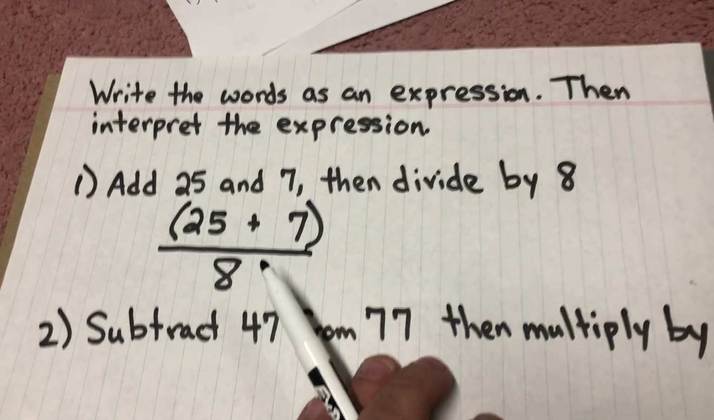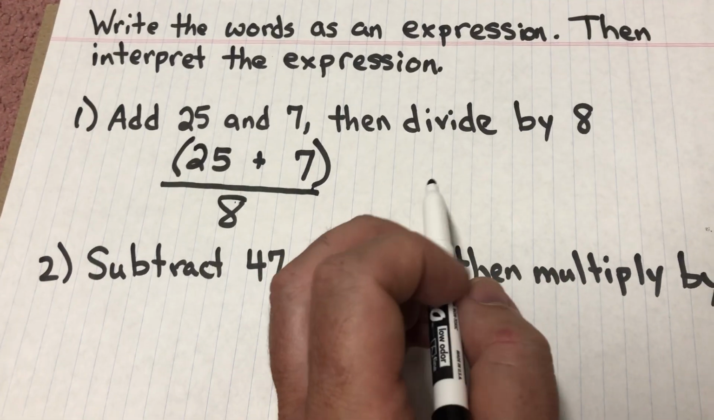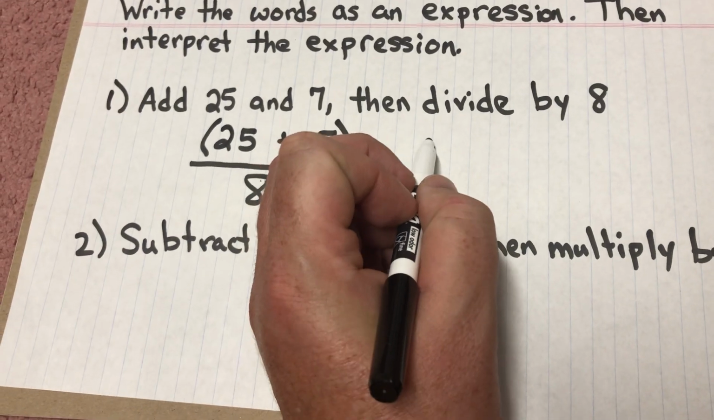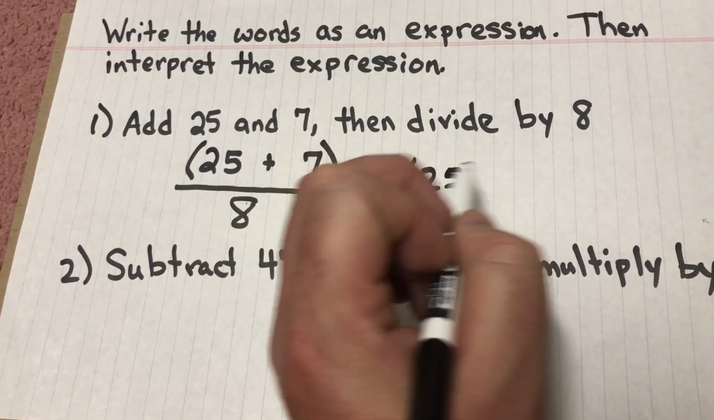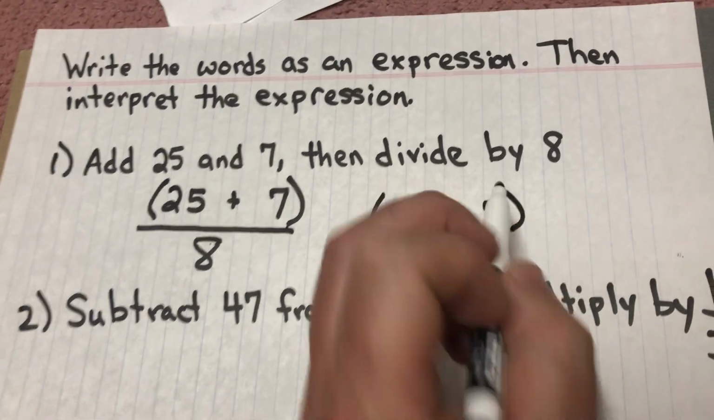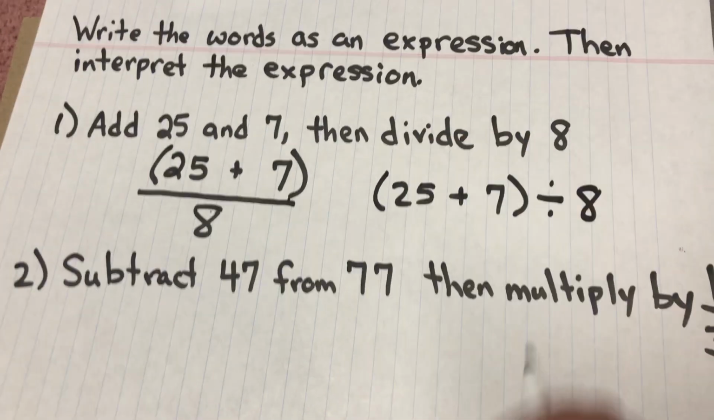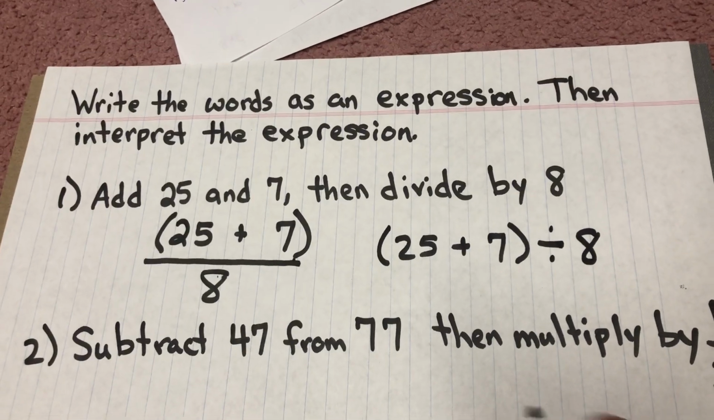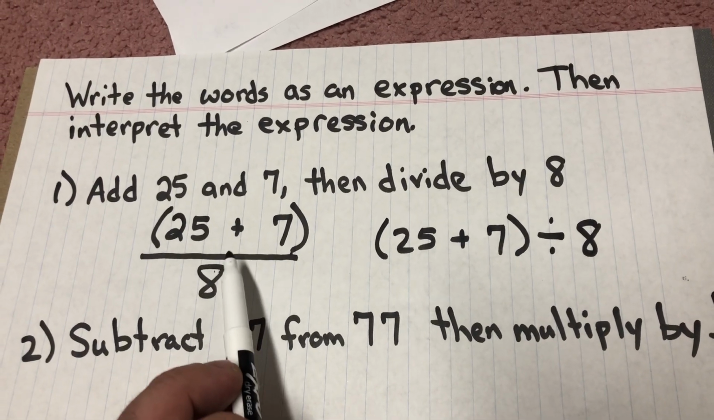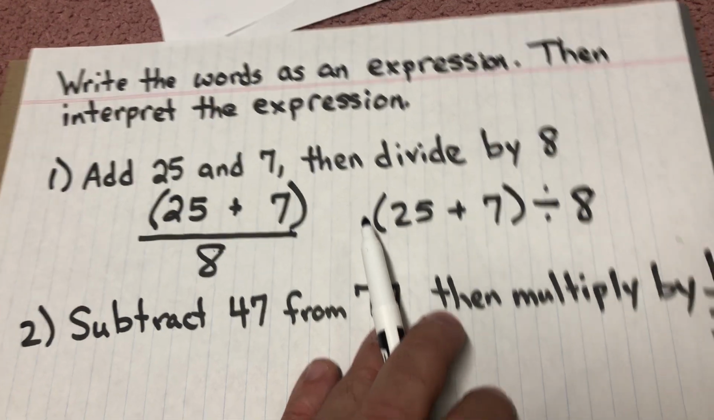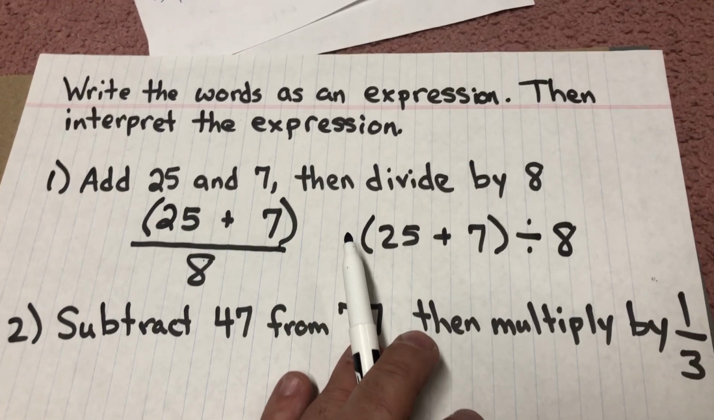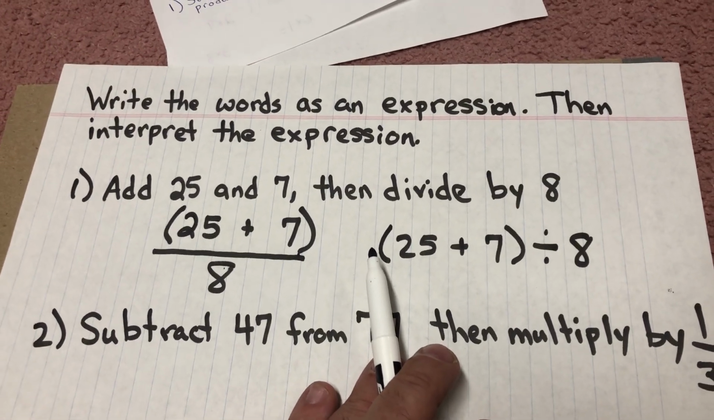However, I want to make it very clear that at the 5th grade level, we could do this. We could put 25 plus 7 in parentheses and then just show divide by 8. That'd be okay too. But I really want to get you going on that way. Now, it talks about interpret the expression.